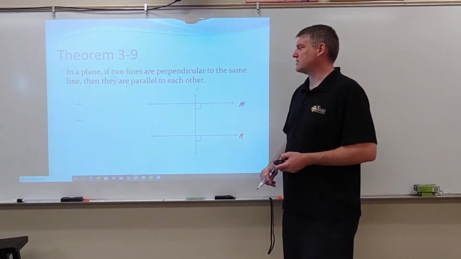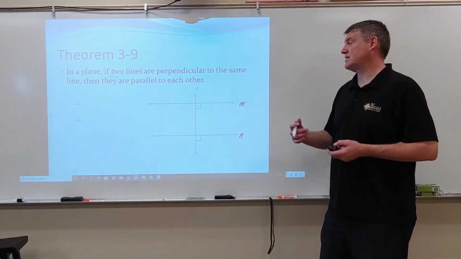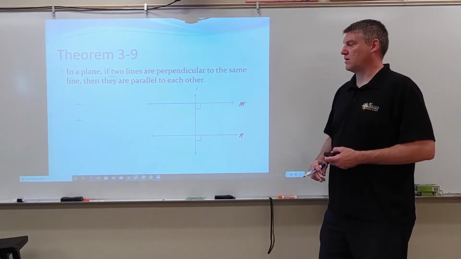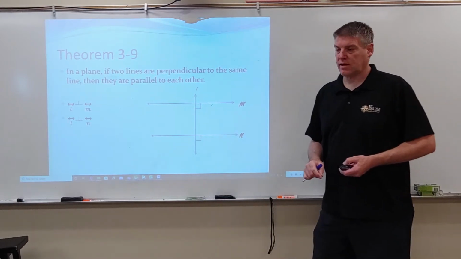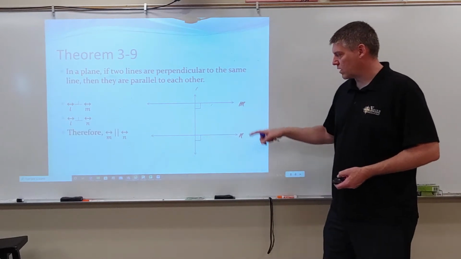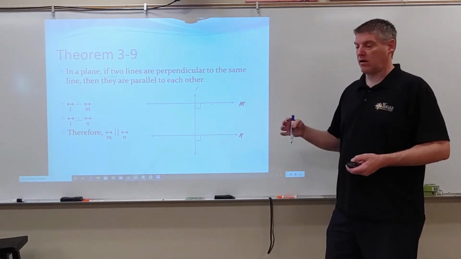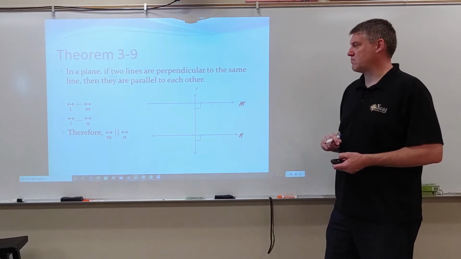Theorem 3-9: in a plane, if two lines are perpendicular to the same line, then they are parallel to each other. So L is perpendicular to M, and L is perpendicular to N, therefore M and L are parallel. Okay? The key there is in the same plane.